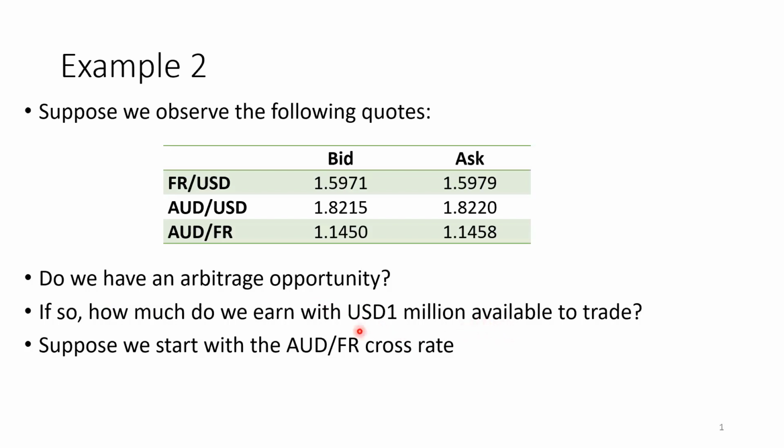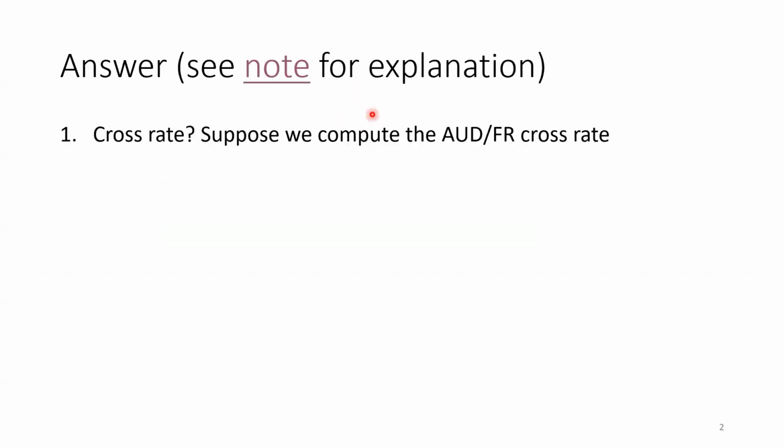Suppose we start with the Australian franc cross rate, meaning that we will compute the cross rate between the Australian dollars and the franc. So we're going to compute the cross rate between the first two exchange rates. Let's go through the problem together. The first step in this problem is we need to calculate the cross rate first.